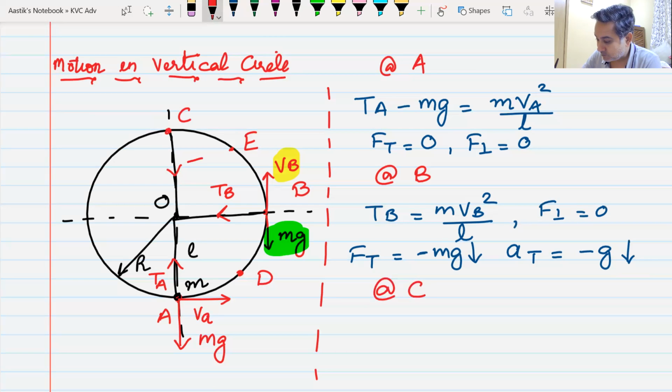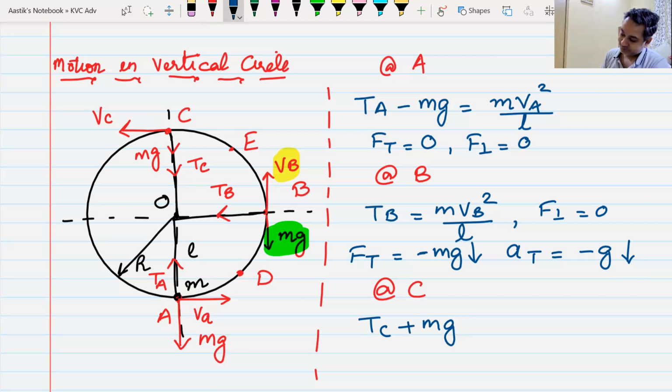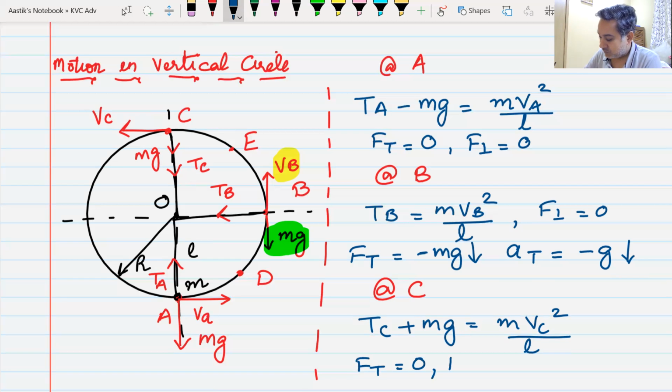Point C: TC plus mg equals mvc square by L. Chalo, we are learning something that's good. The force in the tangential direction is 0. Force in the perpendicular direction is also 0.